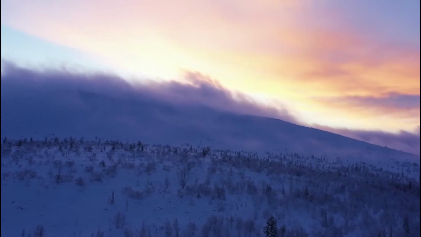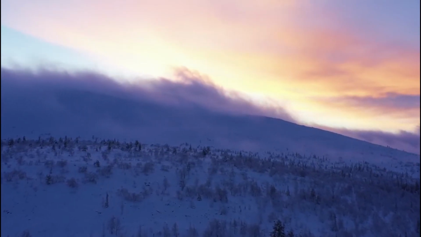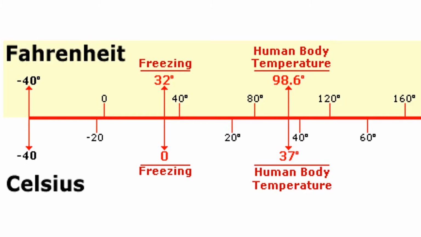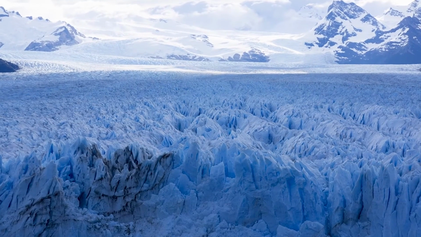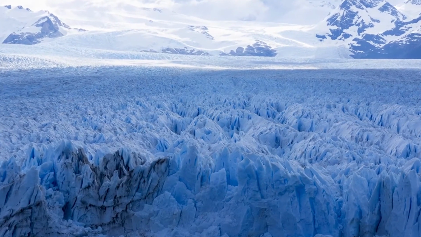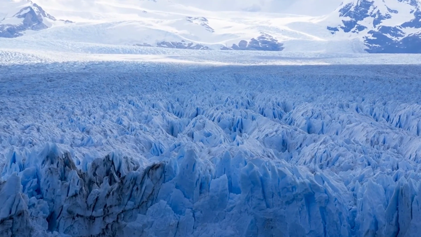Researchers from the University of Michigan found out that the global average temperature in the last ice age was about 46 degrees Fahrenheit or 7 degrees Celsius. That's about 11 degrees Fahrenheit or 6 degrees Celsius colder than the global average temperature of the 20th century.